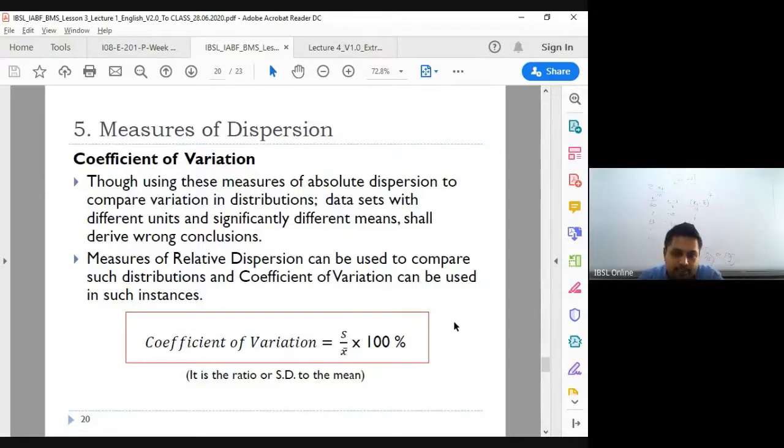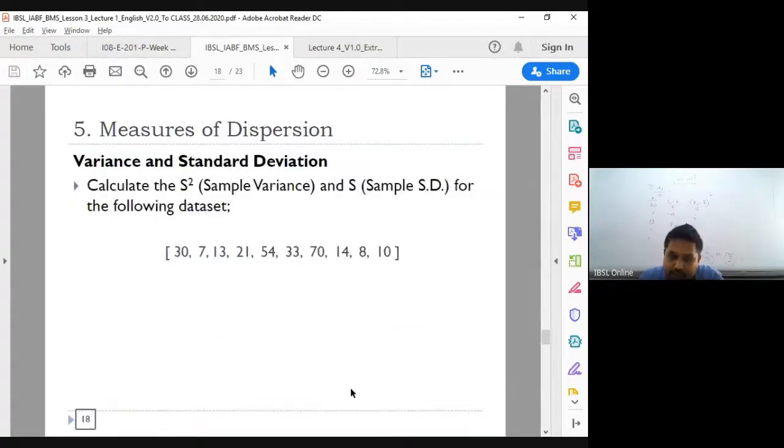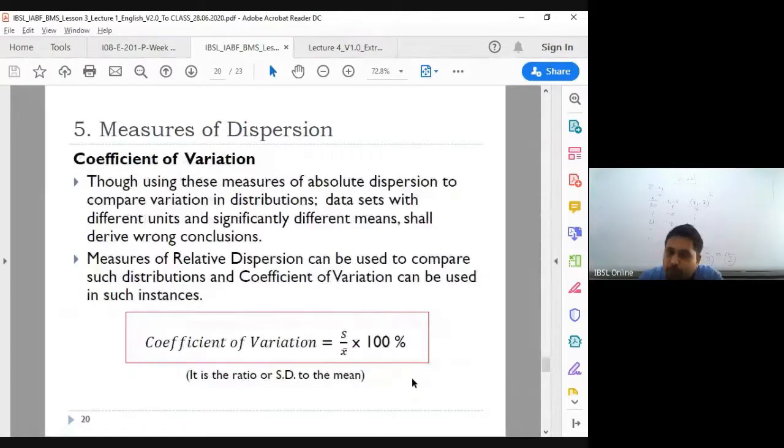Coefficient of variation can be used in such instances. So I recap, we could calculate the variance and standard deviation. However, when we are doing multiple comparisons, it's always better to use this relative measure, which we call the coefficient of variation. This is how it is being defined in statistics.